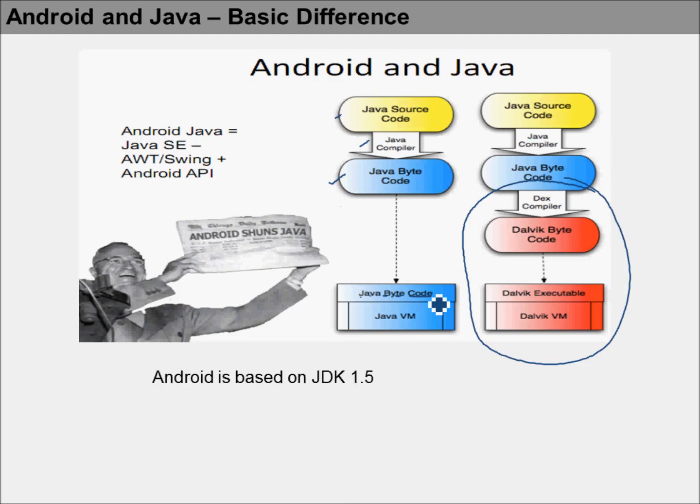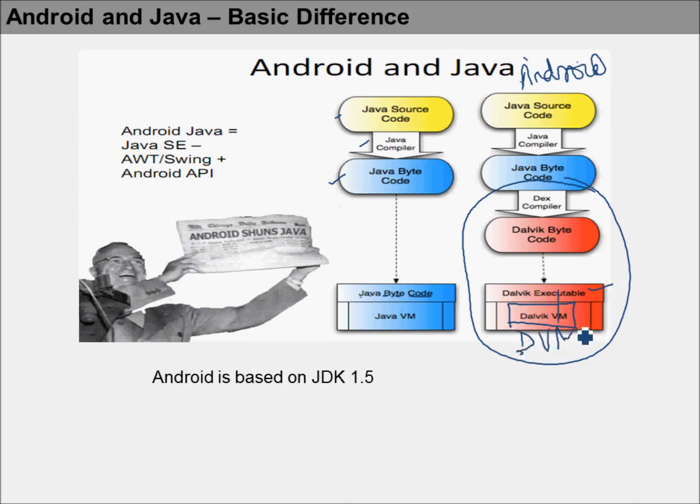Now come to Android. Let us see how it happens in the Android world. Same here, it looks like Java source code. Java compiler will work on that. Java bytecode will be generated. And from there, there is a compiler the Android team has written called the Dex compiler. That takes the Java bytecode and converts it into a new format of bytecode called Dalvik bytecode. And then that Dalvik bytecode gets executed inside a new virtual machine called Dalvik virtual machine.